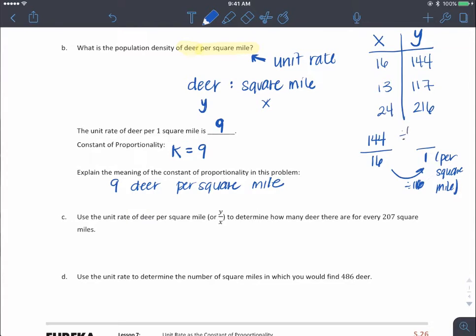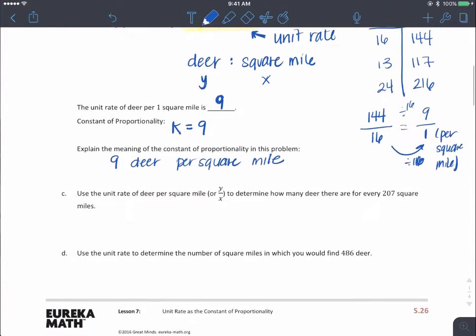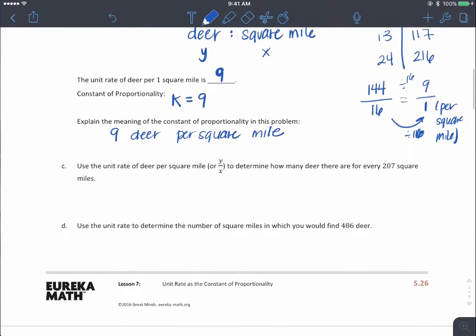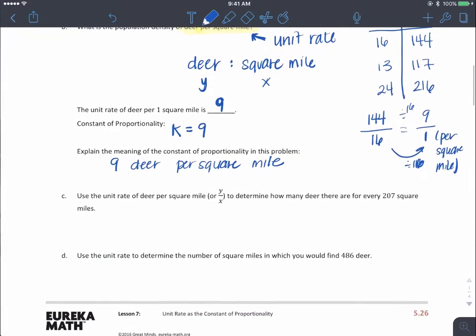Divide this by 16 and you should have gotten 9. Alright. Okay. Notice that we did take our y values and we divided by x to get our constant of proportionality. So, to find the constant of proportionality, we just take our y and divide them by our x.